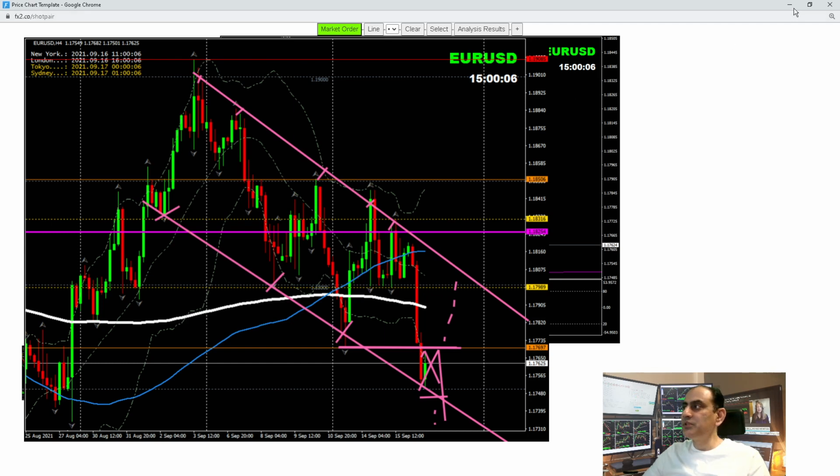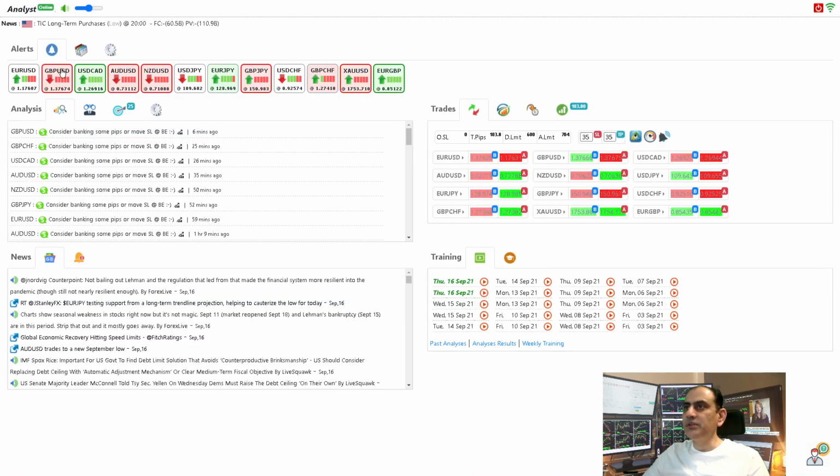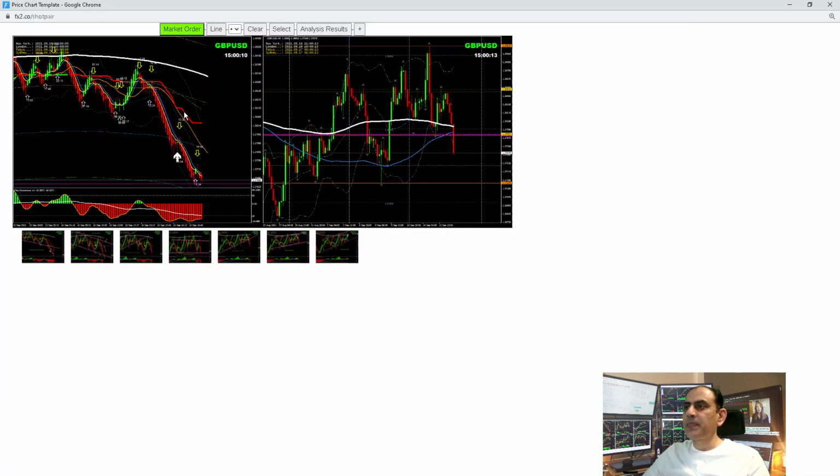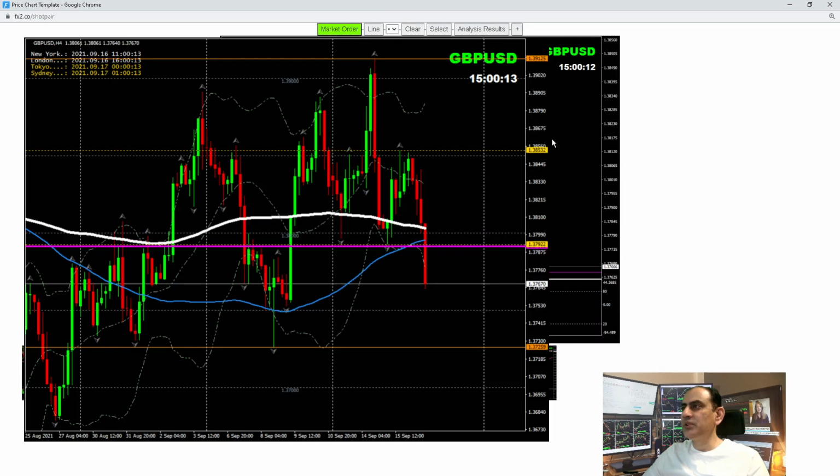All right, so let's move on to the pound dollar. Pound dollar, we had an amazing trade, guys. If you look at the pound dollar this morning, as always, we had another bearish engulfing candle at this level. As you can see here, that's what we explained to my traders.